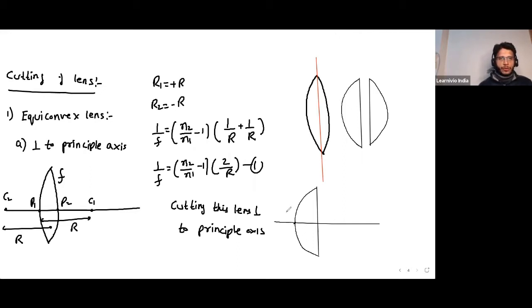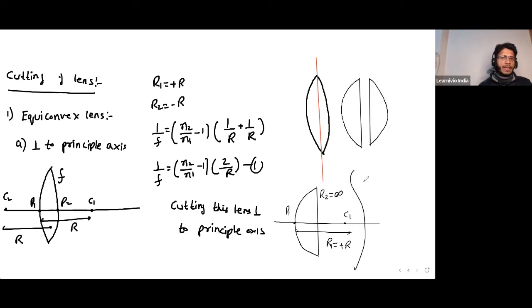So this is the first surface P1. This is center of curvature C1. Its radius of curvature is R. So R1 is equal to plus R. But your second surface is plane. It's not curved. Can you tell me what is the radius of curvature of a plane surface? The radius of curvature of a plane surface is infinite, not zero. Plane surface is basically a part of a sphere having infinite radius.